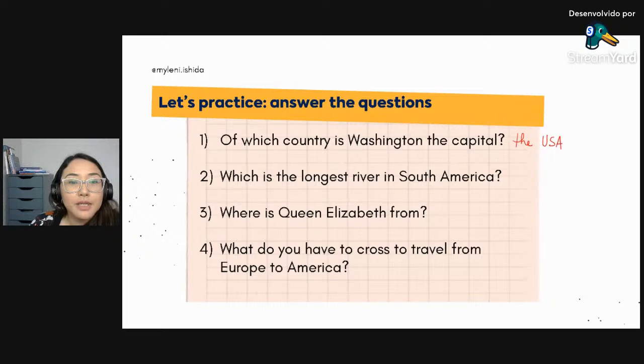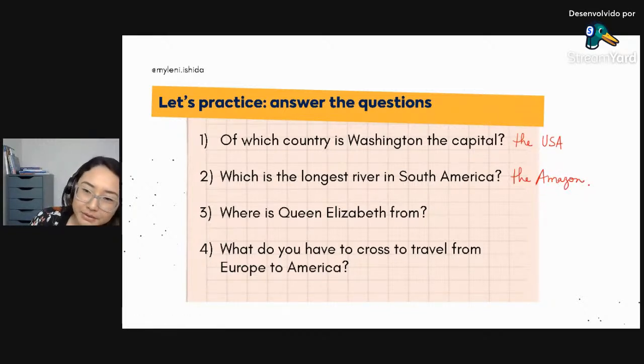Number 2, which is the longest river in South America? I like this one. The rivers, we have to use the definite article as well, right? Let me know. The longest river in South America. I know you know, right? I know you thought. The Amazon River. Okay, the Amazon River.